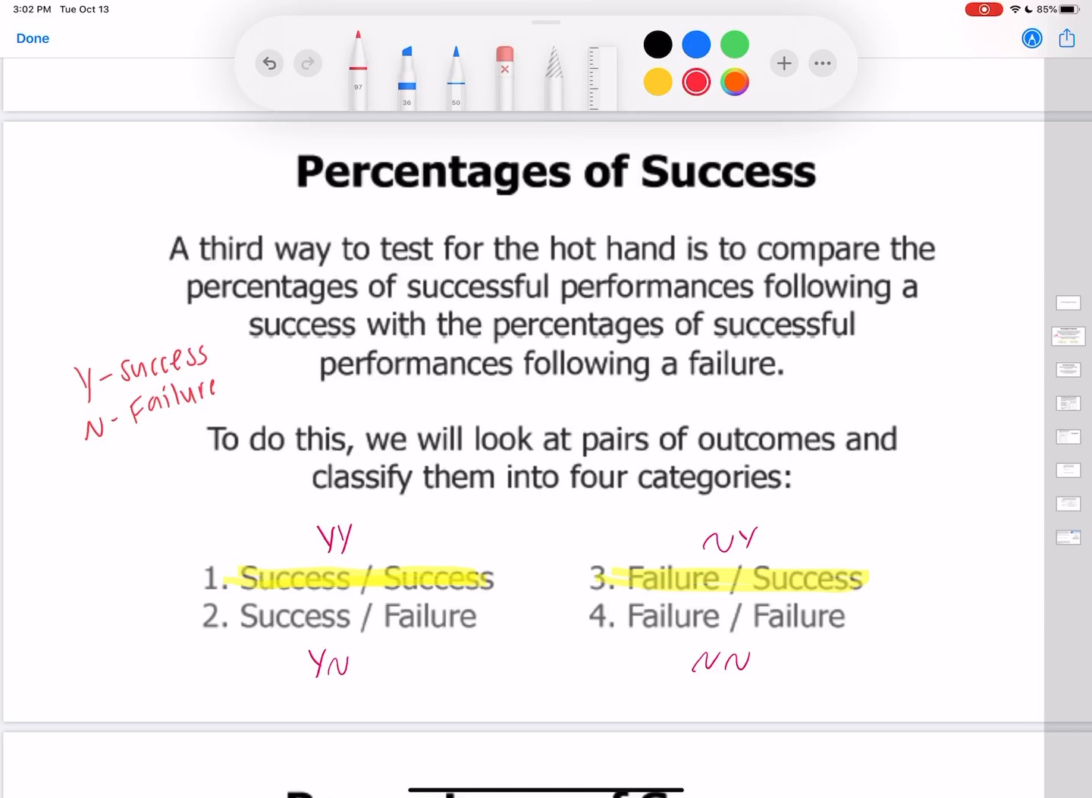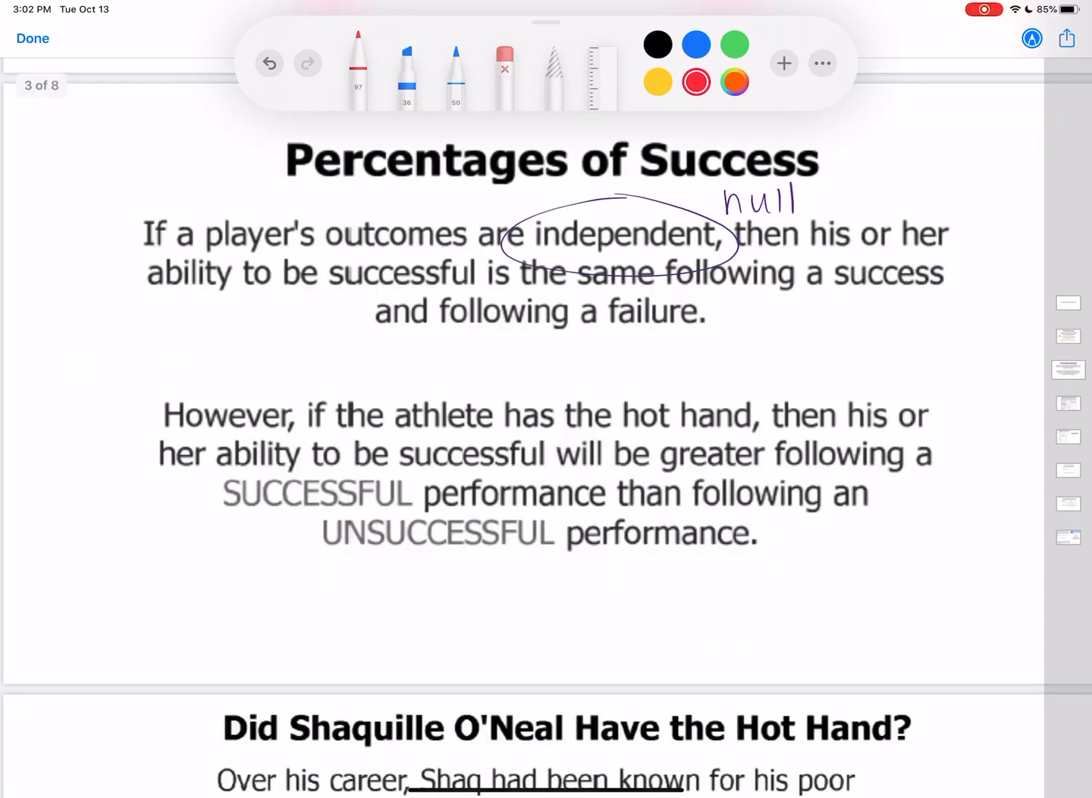So what we're trying to do is compare if someone has a higher proportion, if this proportion is higher than this proportion. Is someone more likely to get a success after they've had a success, or are they equally likely to get a success after a failure and a success after a success? It sounds kind of weird, but all we're going to do is categorize our data and look at the percentages that come up.